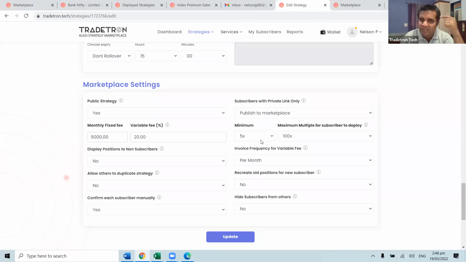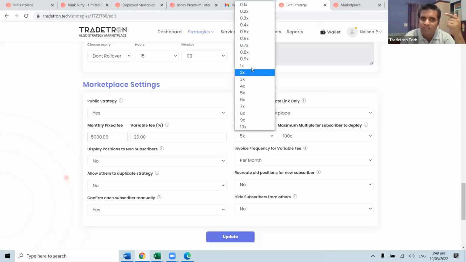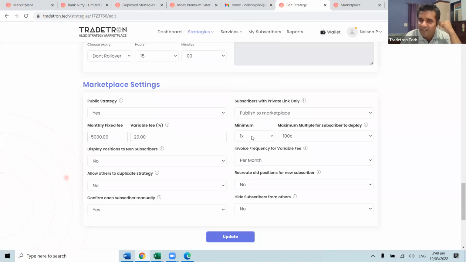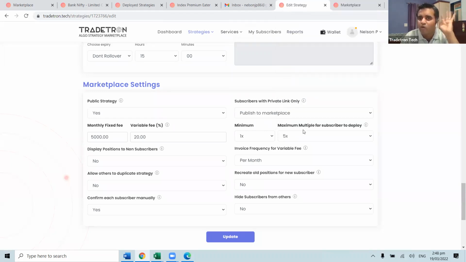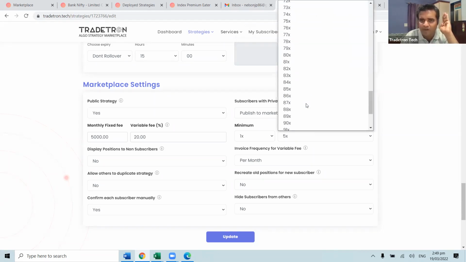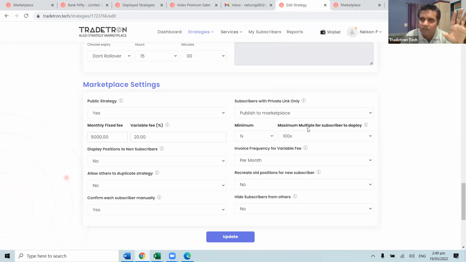So here, if you want to set a certain condition that all your users can have between, say, a minimum of 1x till 100x. So if you don't want your users to trade this strategy over and above 5x, more than 5 lots at one time, then in that case, it will not allow the user to deploy the strategy on more than 5x capital. Normally people keep it as 100x only. It's the default, so normally we don't tinker with it. But if you want to restrict that kind of deployment, then you have that option for your strategy when you are publishing in the marketplace. I hope this is clear.